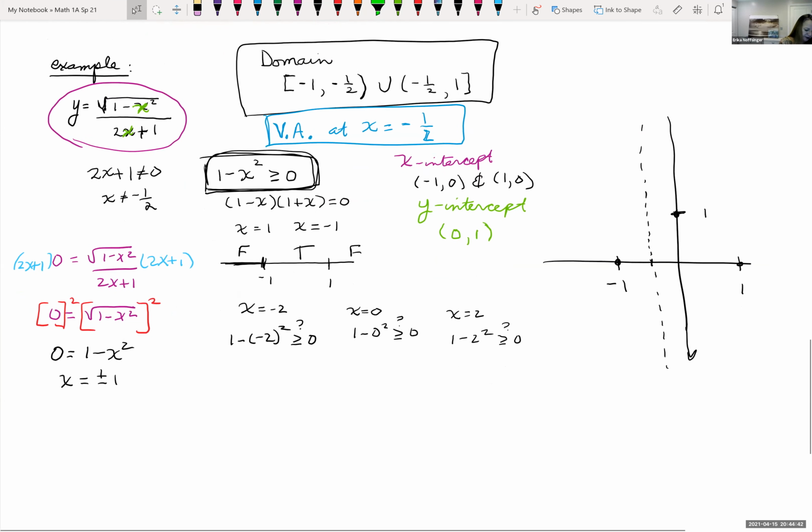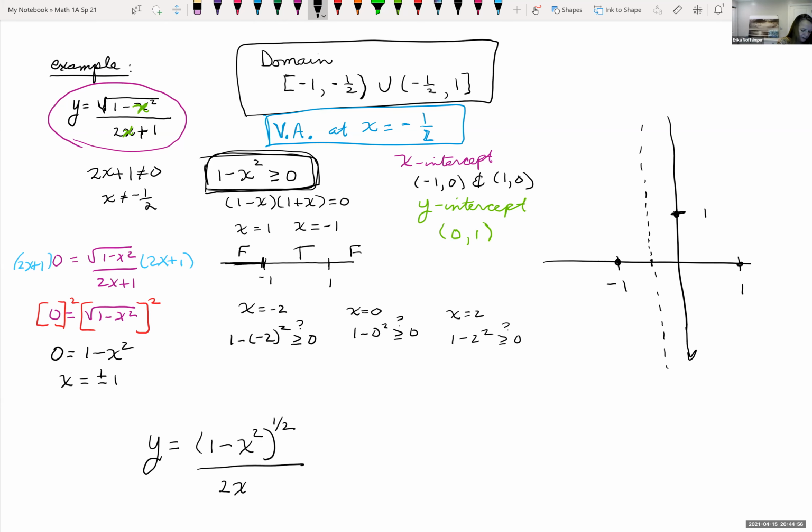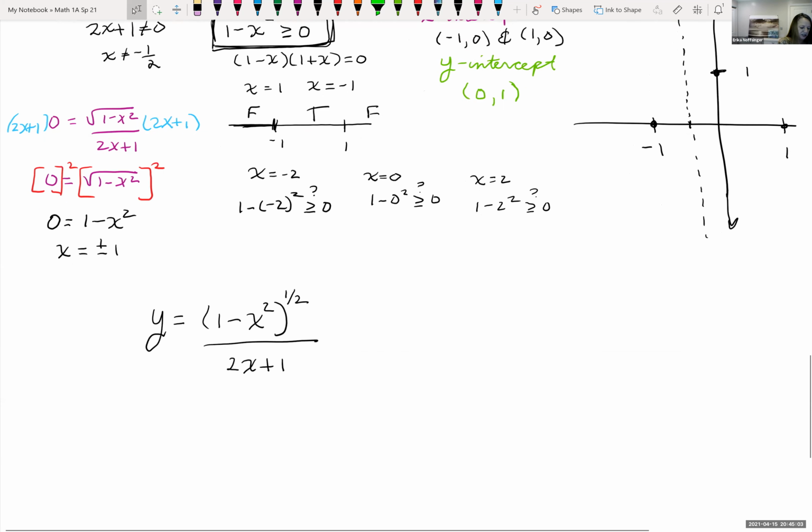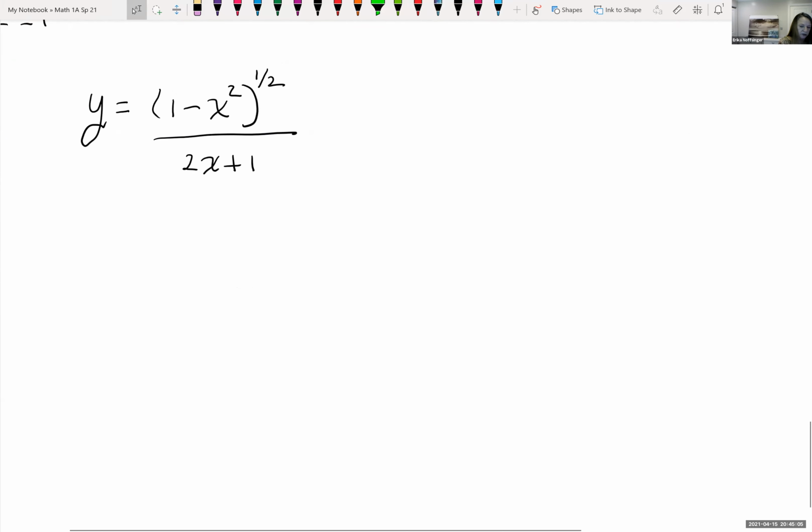So looking at the first derivative, let's rewrite our function a little bit. Y is equal to, instead of the square root, we're going to write it with the 1/2 power. So 1 minus x squared, all raised to the 1/2 power, all divided by 2x plus 1. So for now, I'm going to just bring this up and let's just work with the derivative. So we got to use the quotient rule. And within the quotient rule, when we take the derivative of the numerator, we have to use this chain rule.